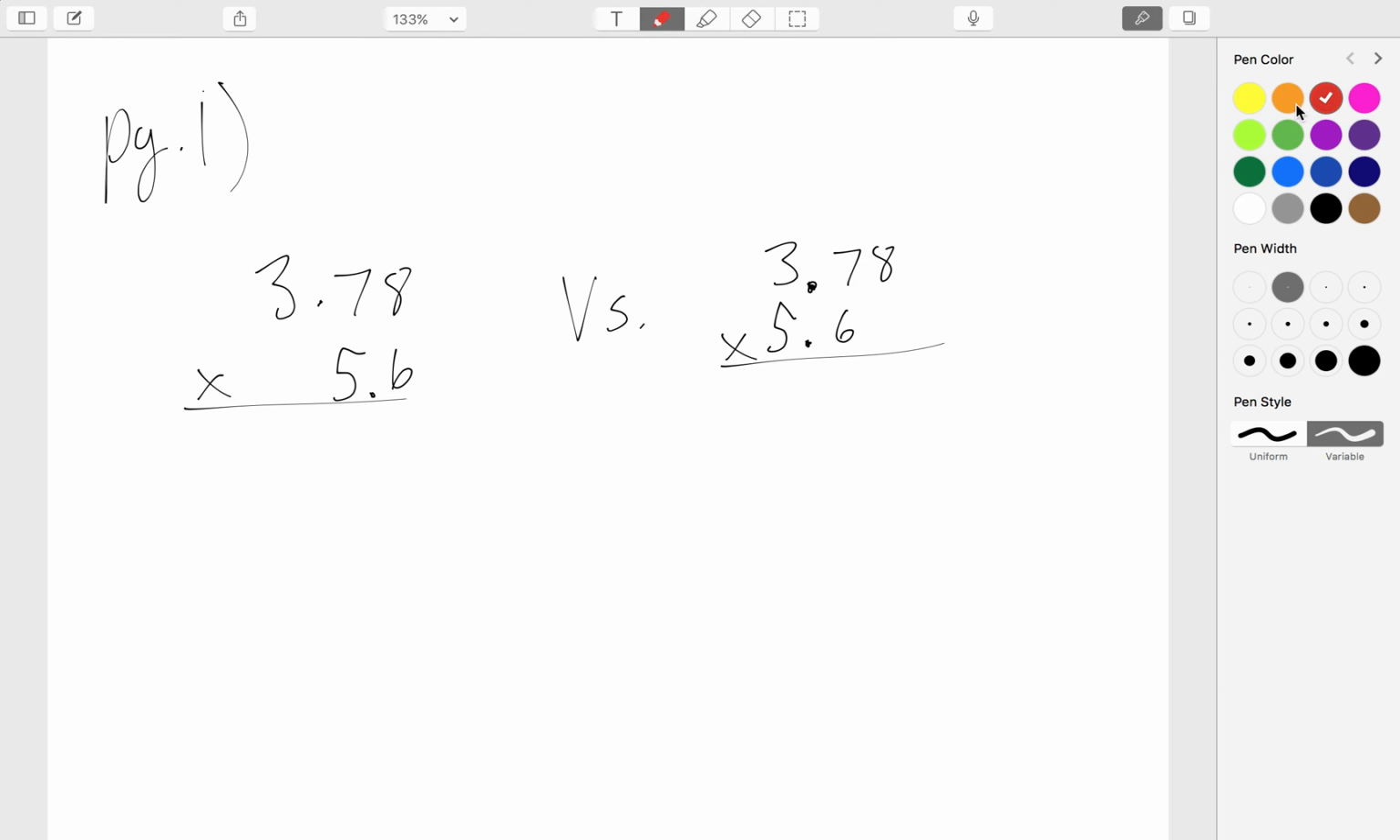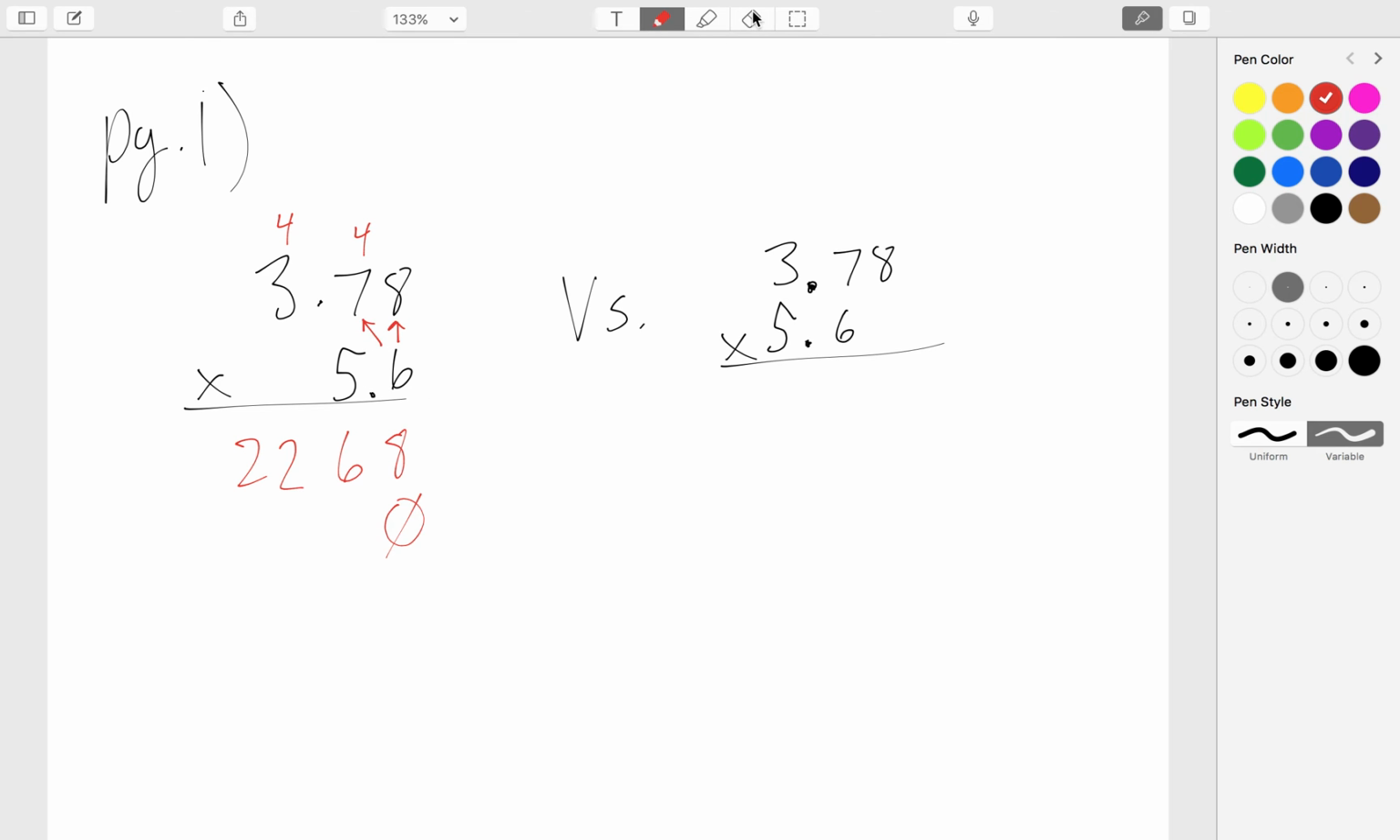So basically, we're going to multiply this out. 6 times 8 is 48, right? 6 times 7 is 42. 42 plus 4 is 46. 6 times 3 is 18 plus 4, 22. And we're going to put a placeholder.